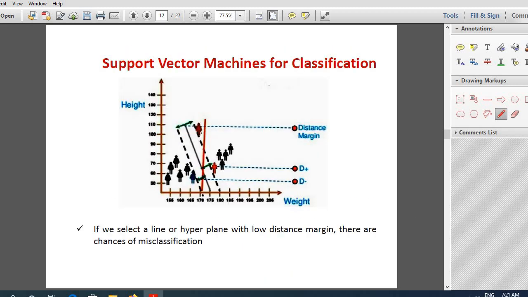Now, what is the issue if you don't select the line with the proper distance margin? Suppose we are choosing this line 2 as the best line. What would happen? It is having lesser distance margin. It lies closest to the female support vector, right? So when a new data point comes, there are chances that the data may get misclassified. That is a problem.